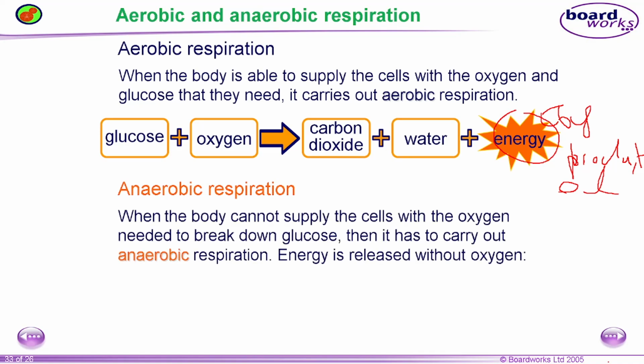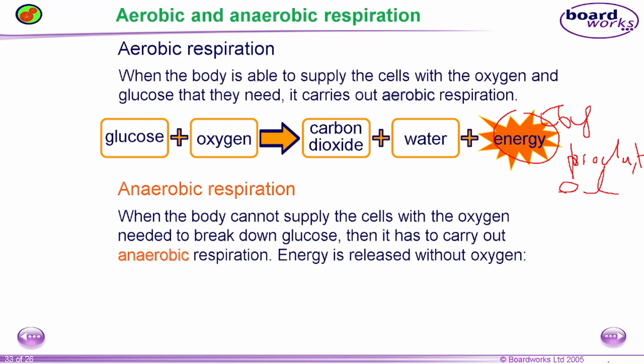So anaerobic respiration. When the body cannot supply the cells with the oxygen needed to break down glucose, it has to carry out anaerobic respiration. Energy is released without oxygen. Whenever you exercise, you might have an oxygen debt, or not enough oxygen to supply your body, so your body will start using anaerobic respiration.